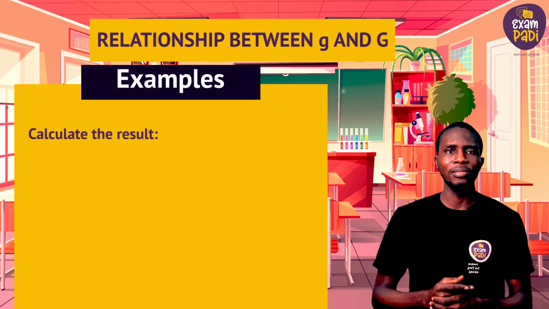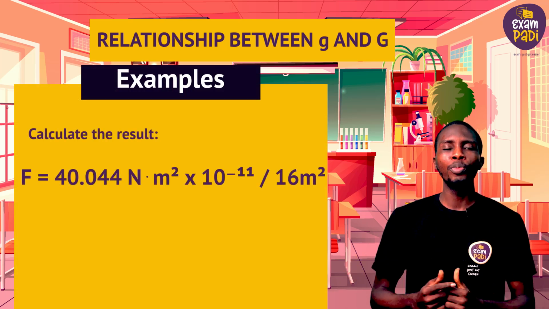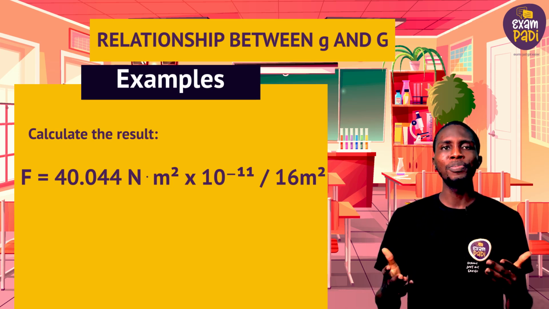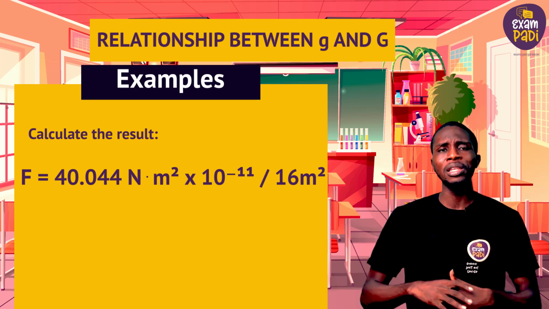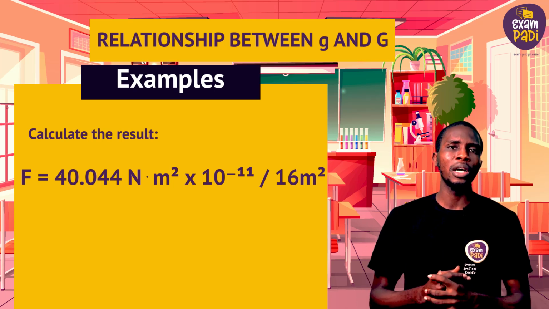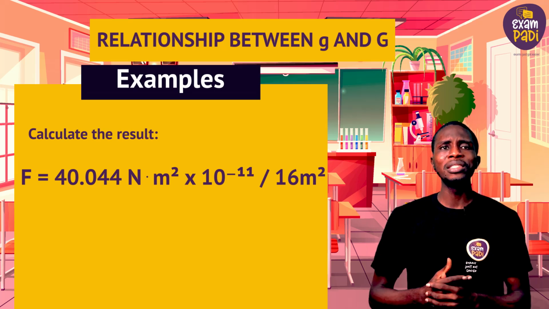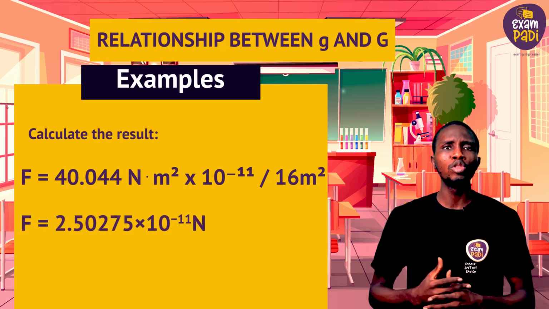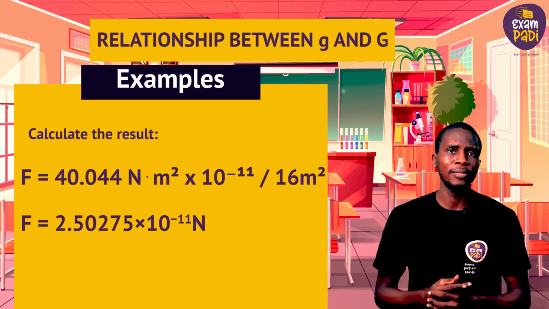Calculate the result. F equals 40.044 Newton meter square multiplied by 10 times 10 raised to the power minus 11 divided by 16 meters square. Our final answer is 2.50275 times 10 raised to the power minus 11 Newton.